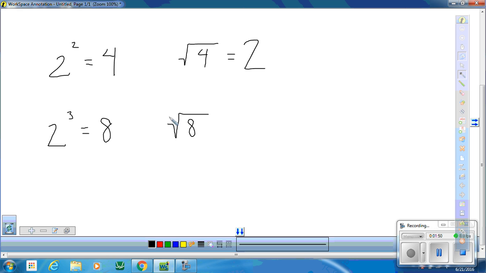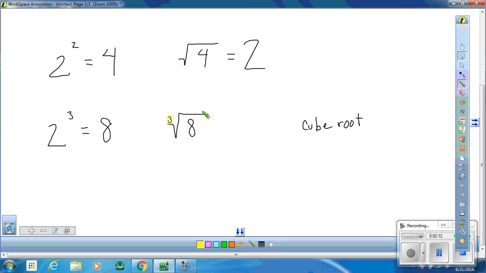But if there is a little number, it's tiny, and it sits on that shelf, this tells us which root we are dealing with. So by having a 3 here, just like we had a 3 in the exponent over here, this tells us that this is a cube root, or the third root. We do have a name for this number. This number here is called the index. So there's another vocabulary word for you. So this is our index.